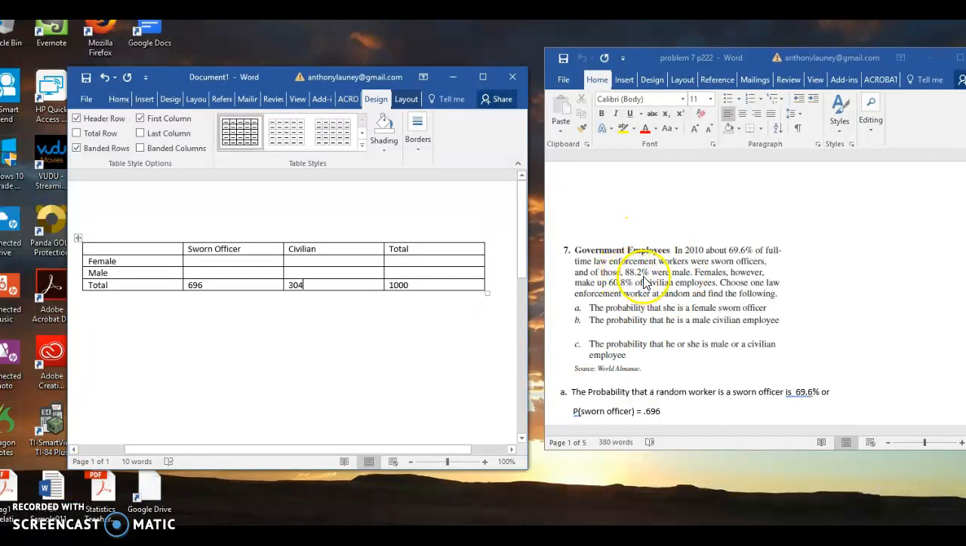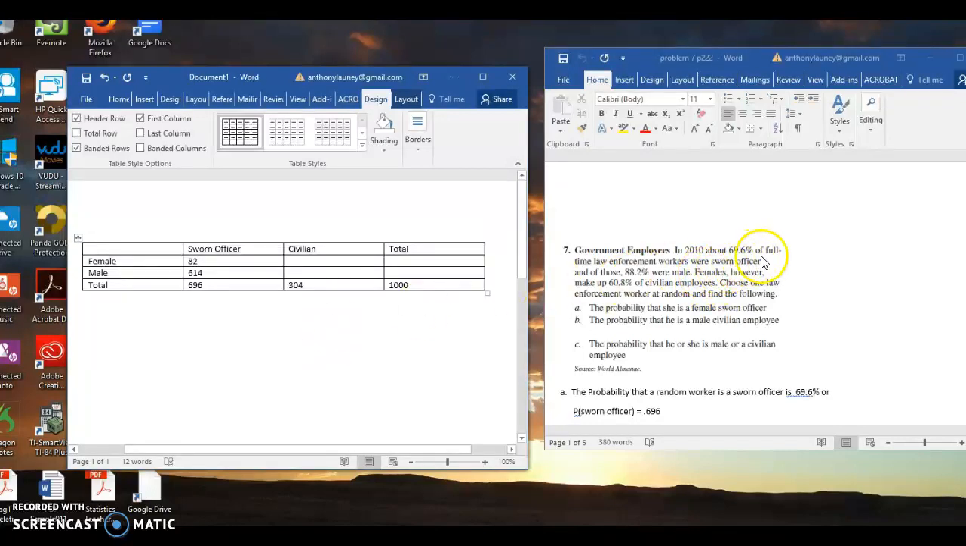Then it gives us some more information. It says 88.2% of those sworn officers were male. So right here, 88.2% of these sworn officers were male. Well, if you take 0.882 times 696, you get 614 officers. That would leave me with 82 sworn officers being female, or 11%, something like that. Well, now I can fill out a lot of this table.